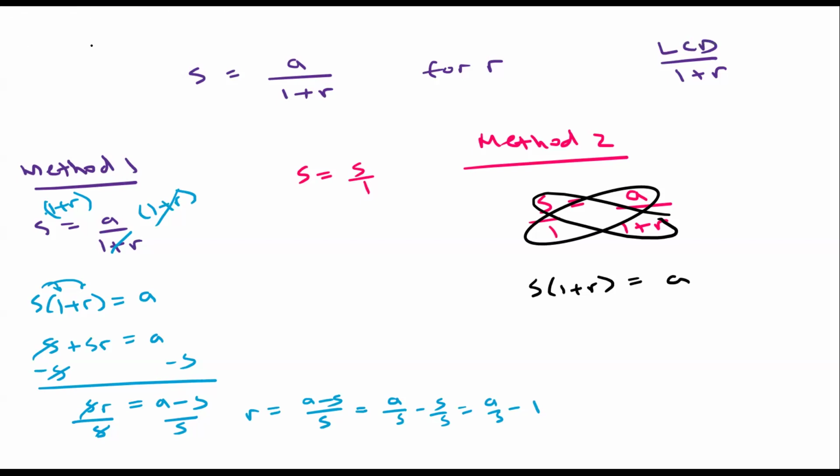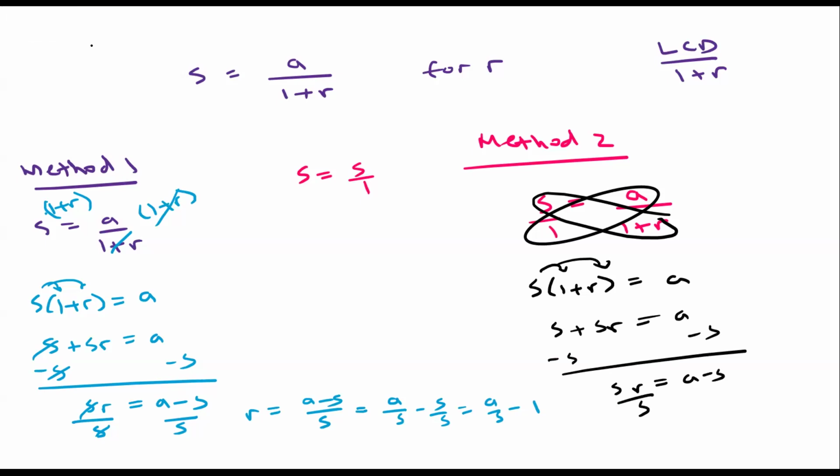Okay. All right, so again, the process is the same afterwards. S plus SR equals A minus S minus S. So we get SR is A minus S and divide by S. So R is equal to A minus S over S. Okay? So again, 2 different methods, you get the same result, right?